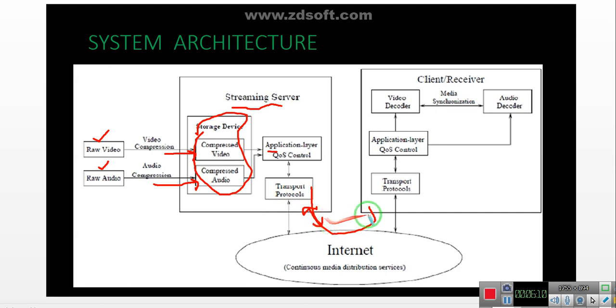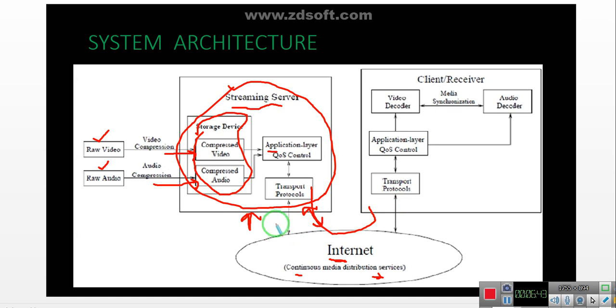So now the question is how you are going to access the streaming server. The streaming server can be accessed through the internet, which provides a continuous media distribution service. So through the internet, the client can access the streaming server where he wants to live stream an image or live stream a movie, etc. Up to this portion, this is our streaming server, and we can watch our movie live from this portion.